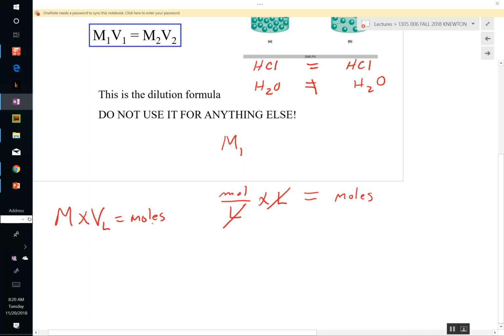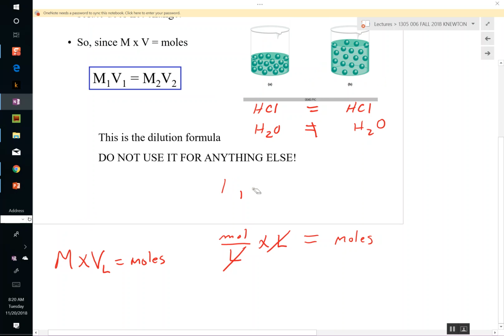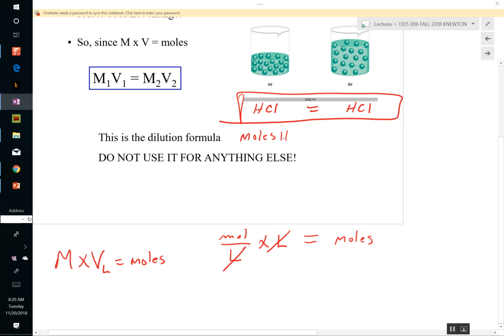If you're given a solution and you're saying, okay, I've got 50 milliliters of this and it's at this molarity, how many moles of stuff is in there? Well, molarity times volume in liters is moles. So this little expression right here is another way of saying that the moles of HCl that I have over here equals the moles of HCl that's in the dilution. There's the same amount of HCl in both of those beakers.